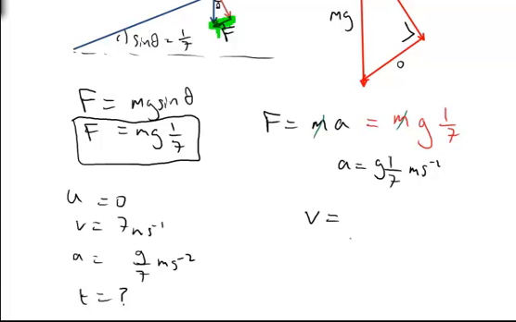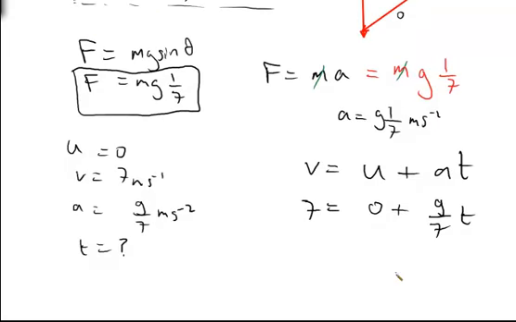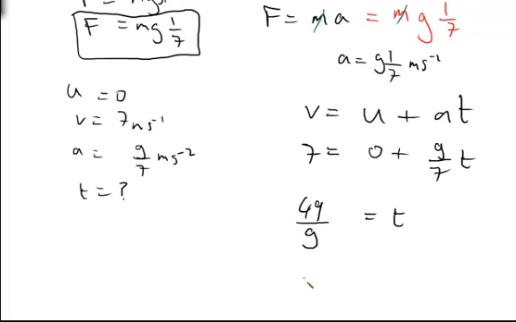V is the final velocity. A is g over 7. So v is equal to u plus at. So in this case it's 7 is equal to 0 plus g over 7 t, or the time it will take, multiply both by 7, we get 49 over g. 49 over 9.8, if we call it 9.8, is just equal to 0.5 of a second. And I think I'll leave it at that.